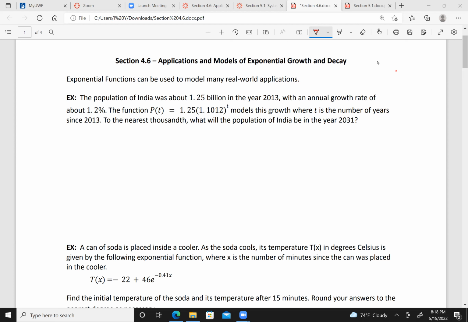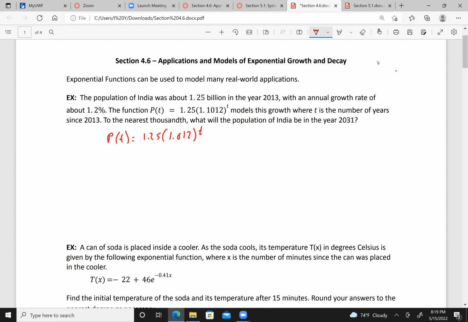The population of India was about 1.25 billion in the year 2013, with an annual growth rate of about 1.2%. The function P of t equals 1.25 times 1.012 to the t power models the growth, where t is the number of years since 2013, to the nearest thousandths. What will be the population of India in the year 2031?